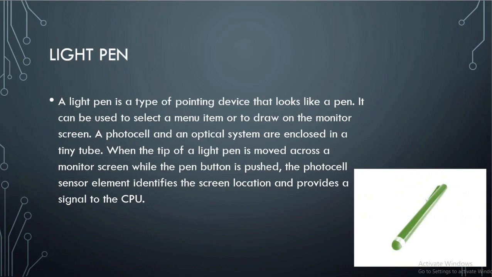The light pen is a type of pointing device that looks like a pen. It can be used to select menus, items, or draw on a monitor screen. A protocol and all optical systems are enclosed in a tiny tube. When the tip of a light pen is moved across a monitor screen while the pen button is pushed, the scanner element identifies the screen location and provides a signal to the CPU.